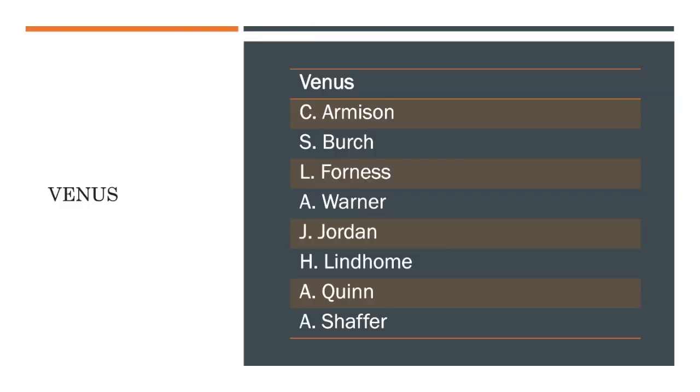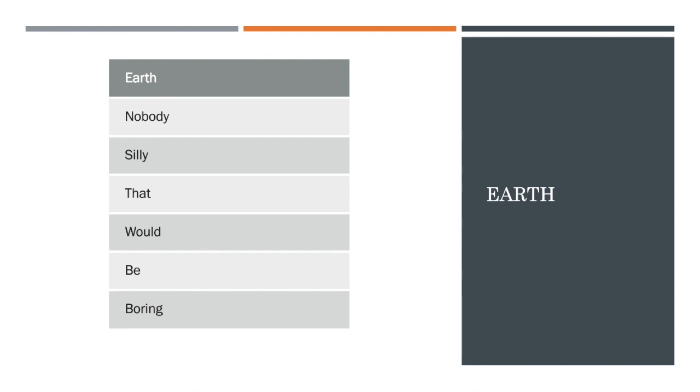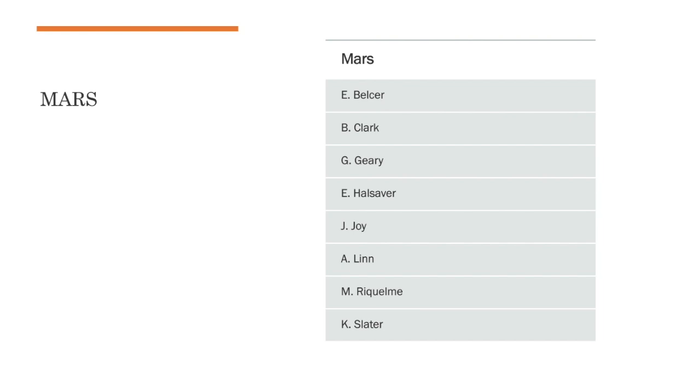Venus goes to Armisen, Birch, Fornes, Warner, Jordan, Lindholm, Quinn, Schaefer. Woo! Earth. Nobody, silly. That would be boring. You guys already know about Earth. I don't want you to research Earth. Let's go. Come on. Let's get something more interesting. Next planet, Mars. Belser, Clark, Greenlee, Geary, Hellsaver, Joy, Lynn, Riquelme, and Slater. You are going to Mars.